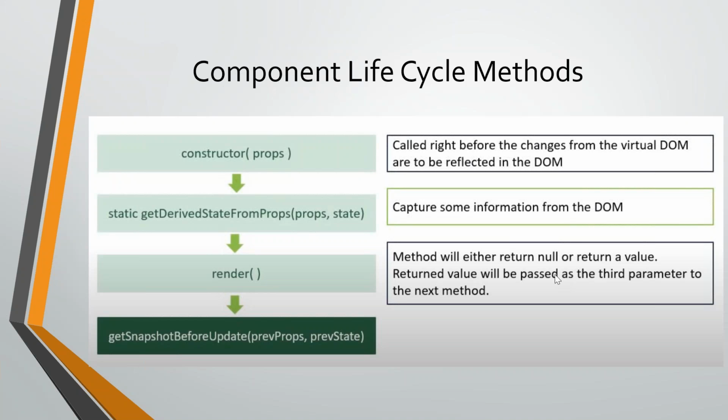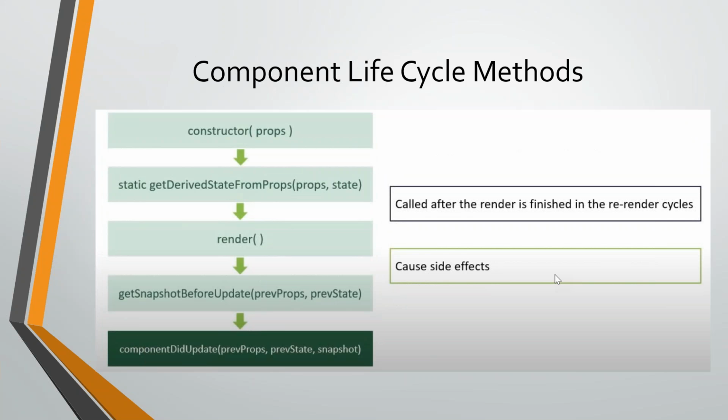Moving on, not so common, not so common. I'll tell you which is common. componentDidUpdate, this is the method you should actually use. This is called after the render is finished and the re-render cycle, and you can cause side effects here. So componentDidMount and componentDidUpdate, all these methods are for what? Causing side effects. So every update is done, it's mounted on the screen, it's shown on the screen. Now whatever you want to do, you can do.